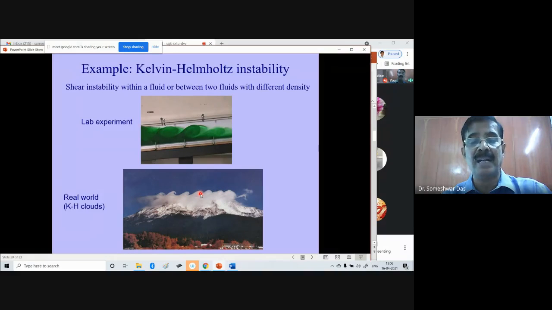And these wave-like clouds are because of the presence of the Kelvin-Helmholtz instability. Kelvin-Helmholtz instability means there is a presence of wind shear in the atmosphere somewhere. Generally, over the mountains, they are very frequent. So such a wavy structure in the cloud is called the Kelvin-Helmholtz clouds, because of the existence of the Kelvin-Helmholtz instability in the atmosphere.